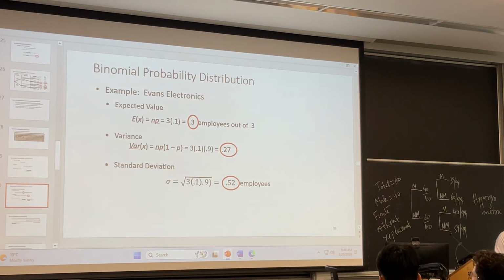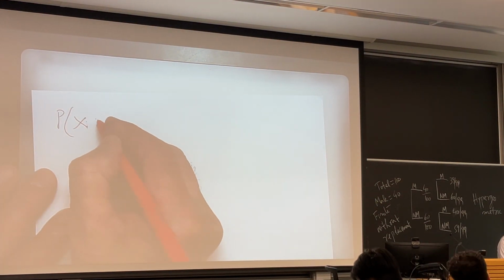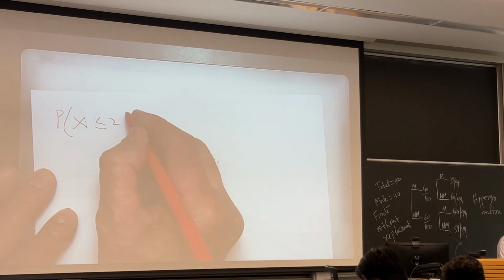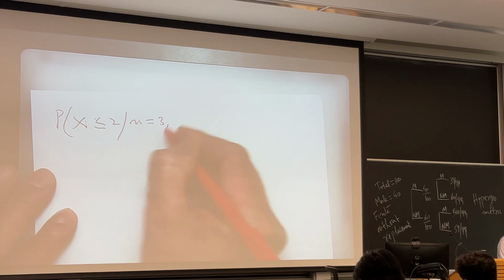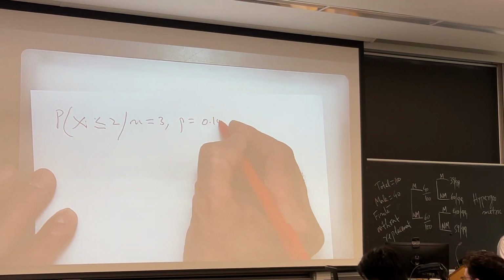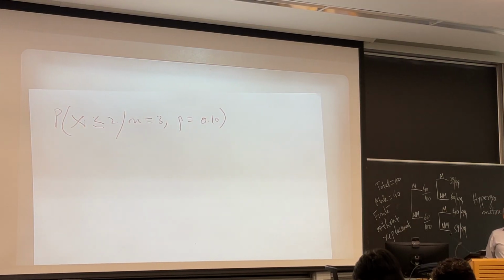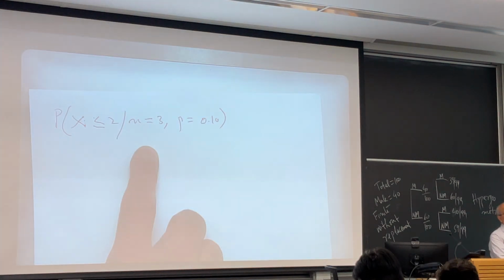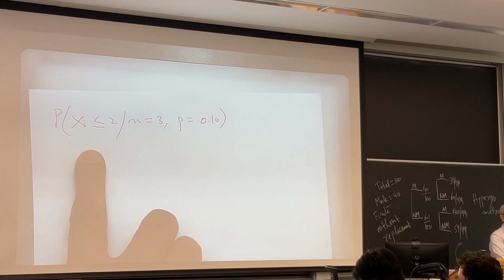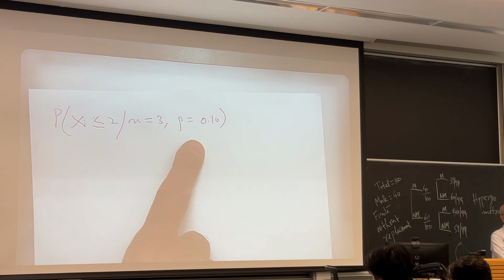So a binomial distribution question could be like this. If I pick a sample of size 3, what's the probability that not more than 2 employees will leave the company? This is less than or equal to 2, when the probability that an employee will leave the company is 0.10.